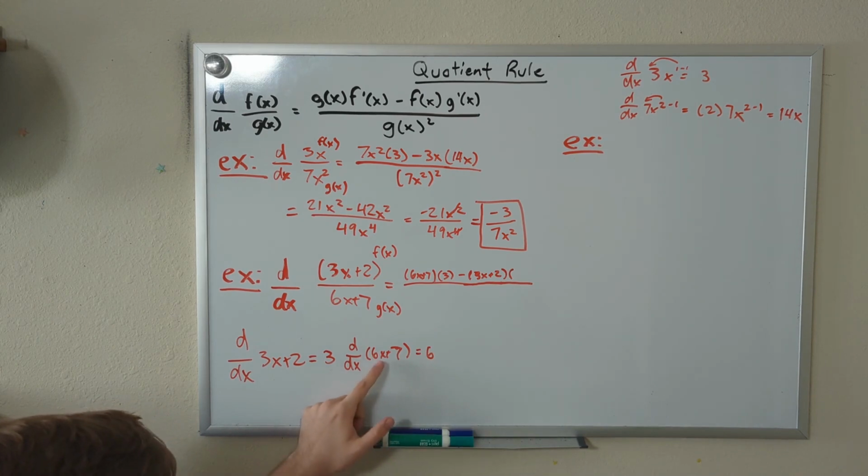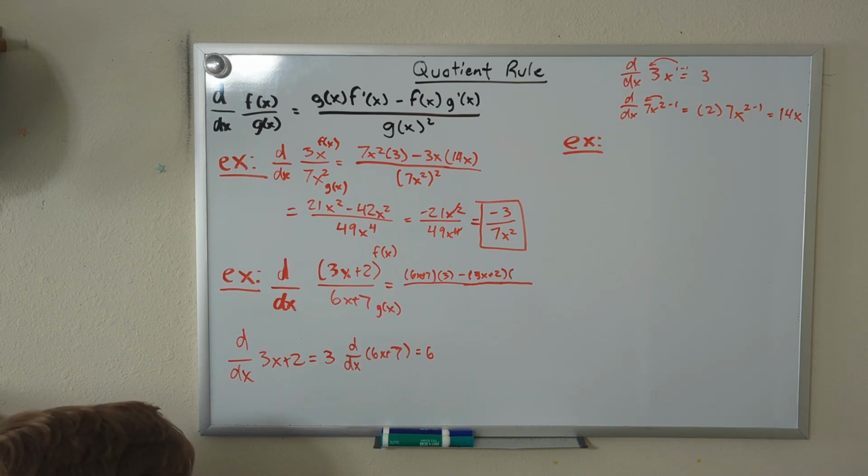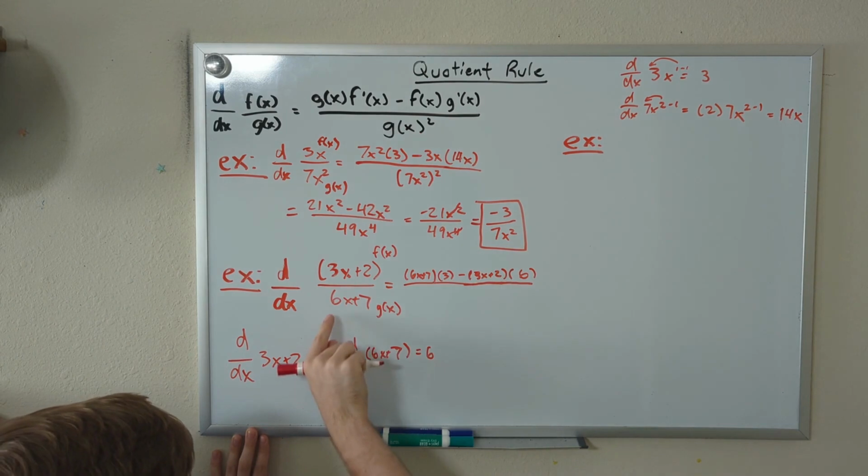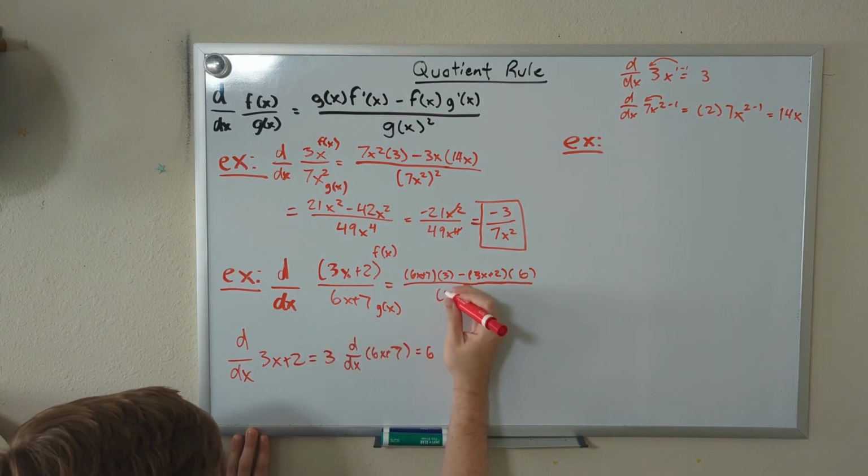If you have a function that's just a variable with one coefficient attached to it and no powers, the derivative of that function will always just be whatever the coefficient is. So this is just 6. And then on the bottom, we just plug in g of x squared, which would be 6x plus 7 squared.